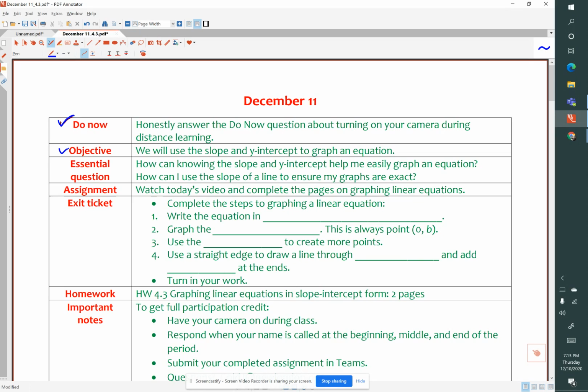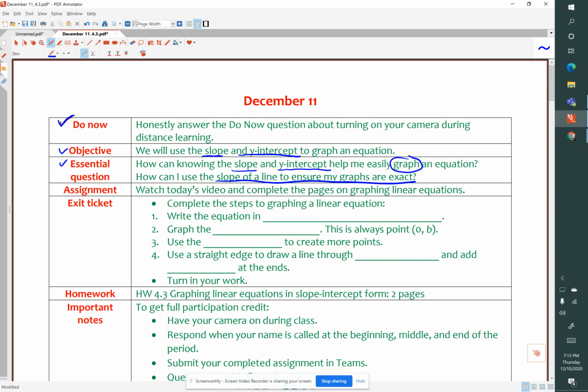Our objective will be to use slope and y-intercept to graph an equation. Our essential questions ask, how can knowing the slope and the y-intercept help me easily graph an equation? And how can I use the slope of a line to ensure that my graphs are exact?